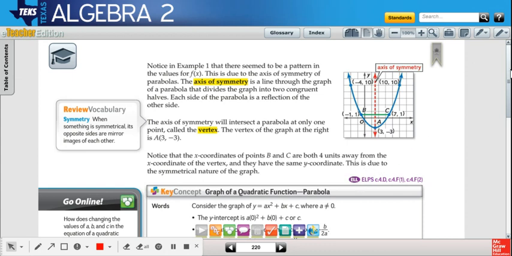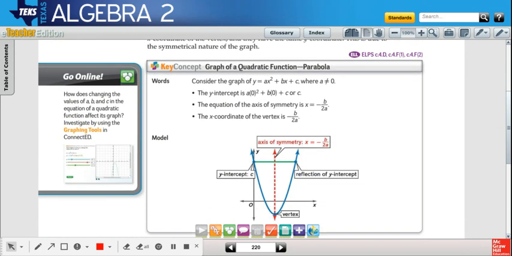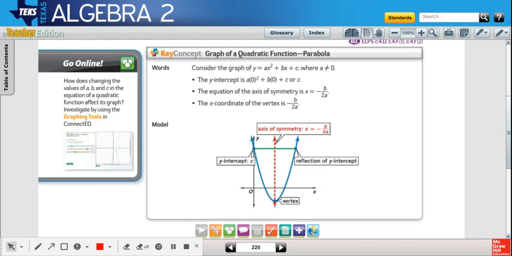Now let's talk about the basics of how to find these items, the axis of symmetry and the vertex. Make sure to remember this, and of course this should be in your notes. For the graph of a quadratic function, a parabola, consider the graph of y equals ax squared plus bx plus c, where a does not equal 0. To find the y-intercept, it is a times 0 squared plus b times 0 plus c, or simply c. When you're looking for the y-intercept, x is always 0.